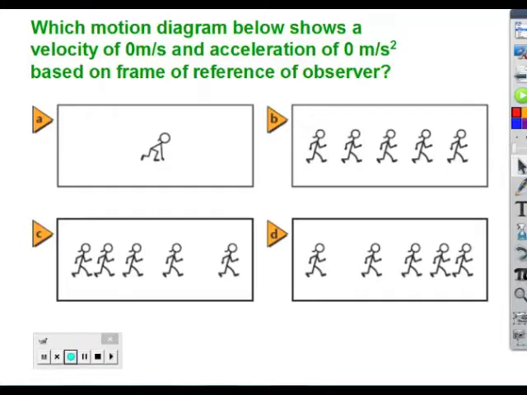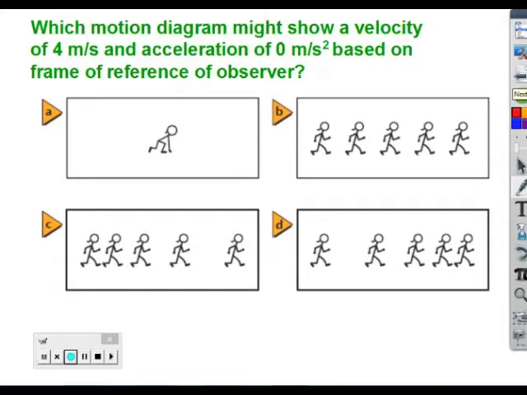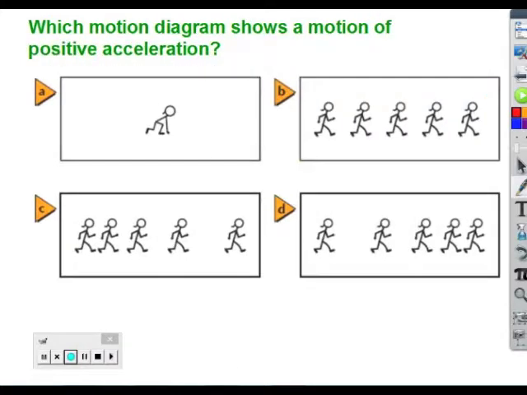What's it going to be? Hurry up, the answer's coming. A, B, C, or D? Oh, come on! Well, what are they saying? 0 meters per second means no motion. So I asked this exact same question before. 0 meters per second squared means no acceleration, so non-moving. All right, how about a person moving 4 meters per second with acceleration of 0 meters per second squared? Well, I asked that before. That's the uniform velocity. What about positive acceleration?